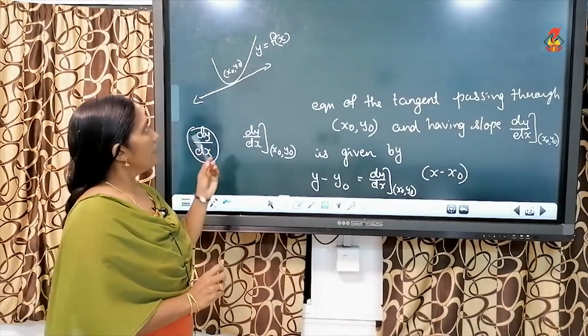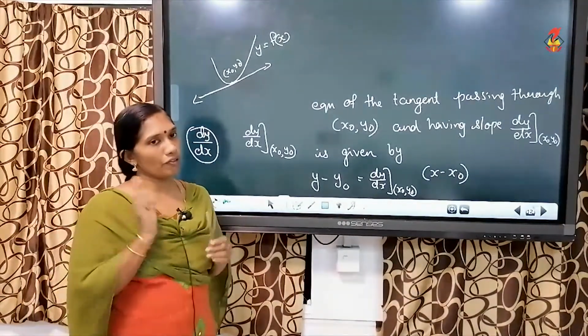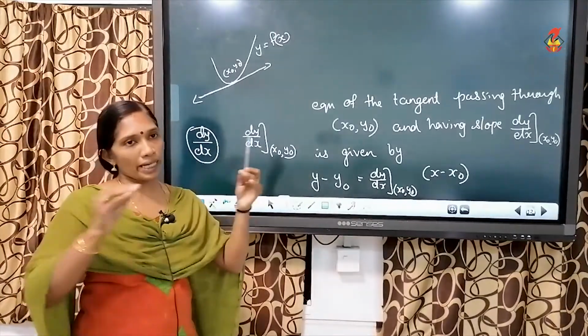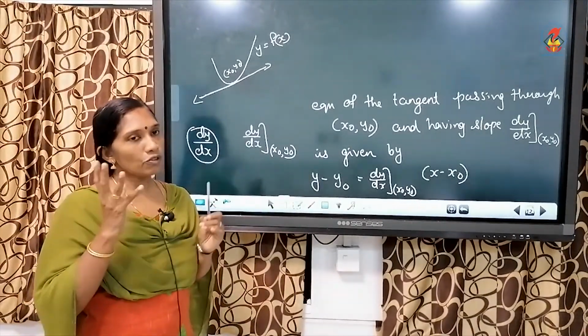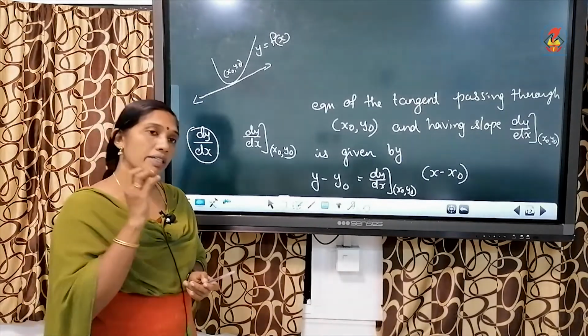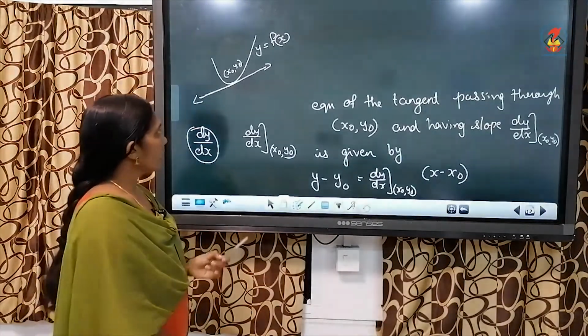Once again, one curve is given, y is equal to f of x, and through the point (x0, y0) one tangent passes through. We have to write the equation of the tangent. So, for that we need slope. Slope, how do we get it?